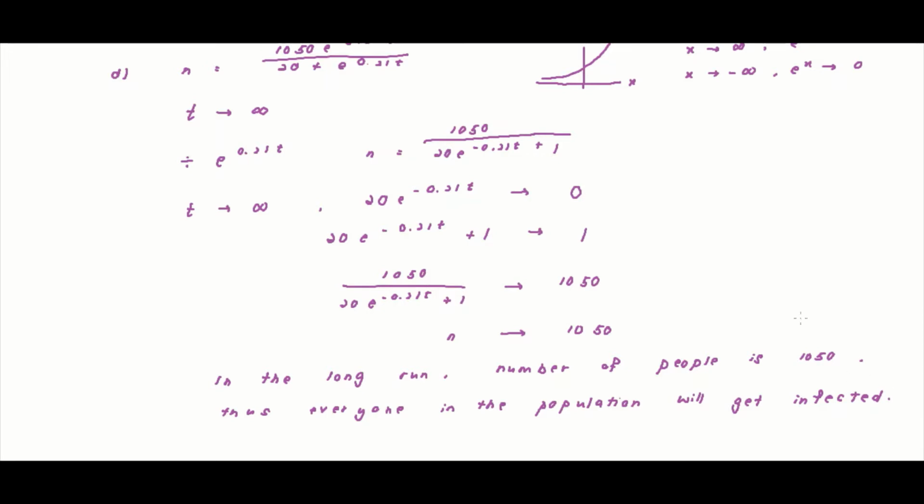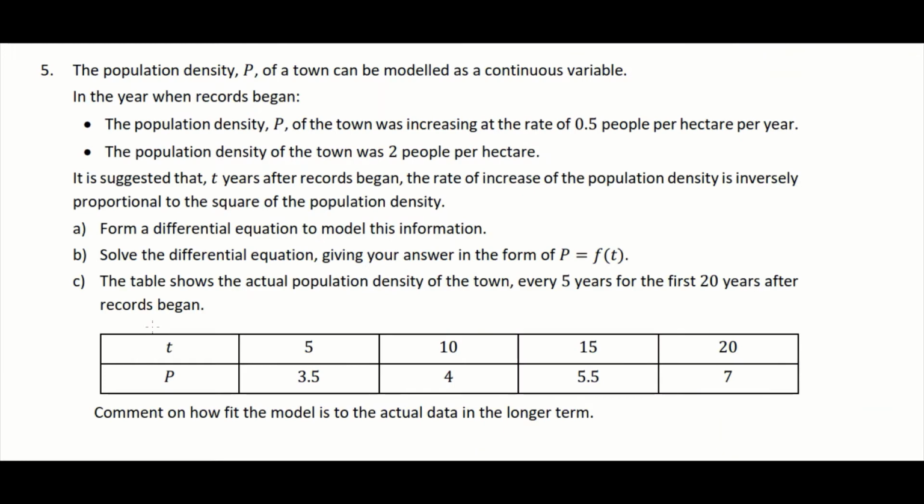So let's try to look at the very last question. You must make sure that you can understand this part. Okay, number 5. This is a very long question. The population density P of a town can be modeled as a continuous variable. In the year when records began, the population density P of the town was increasing at the rate of 0.5 people per hectare per year. The population density of the town was 2 people per hectare.